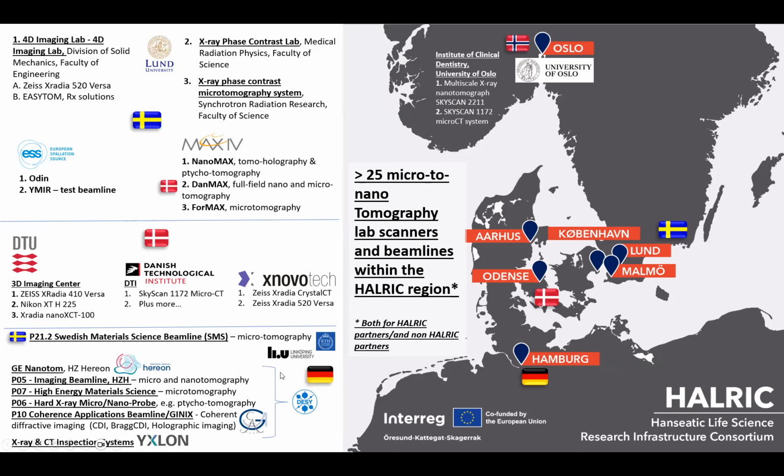And then if we take a jump down to Hamburg, you can see that there are a set of beamlines at the DESY synchrotron, many of which are operated directly by DESY, but some are operated by other institutes, for example, PO5 beamline, and also parts of PO7 beamline is operated by the Helmholtz-Centrum Heron. And then the P10 beamline operated by Göttingen University. And there's also a company in Hamburg, Yxlon.